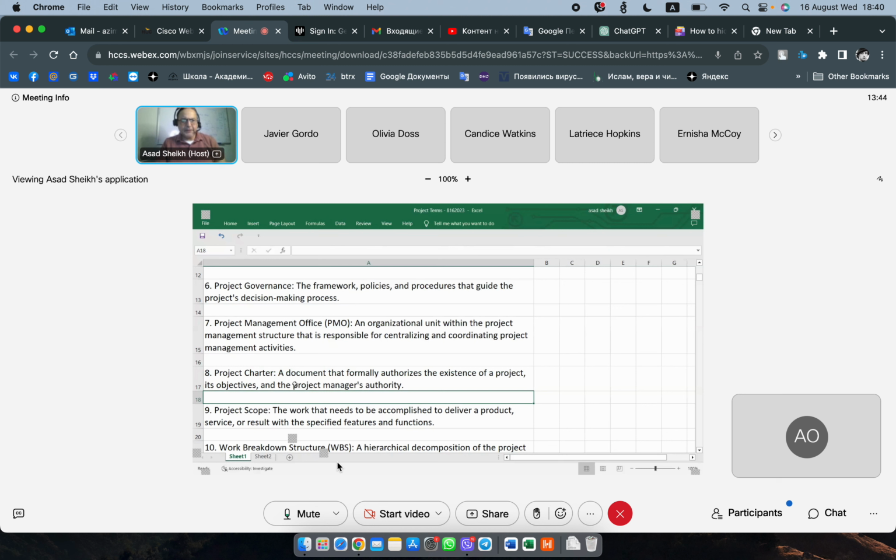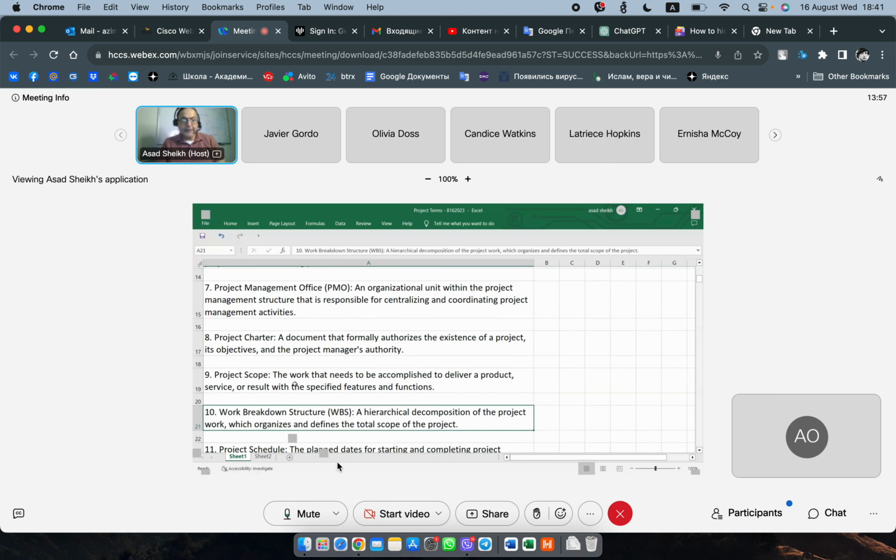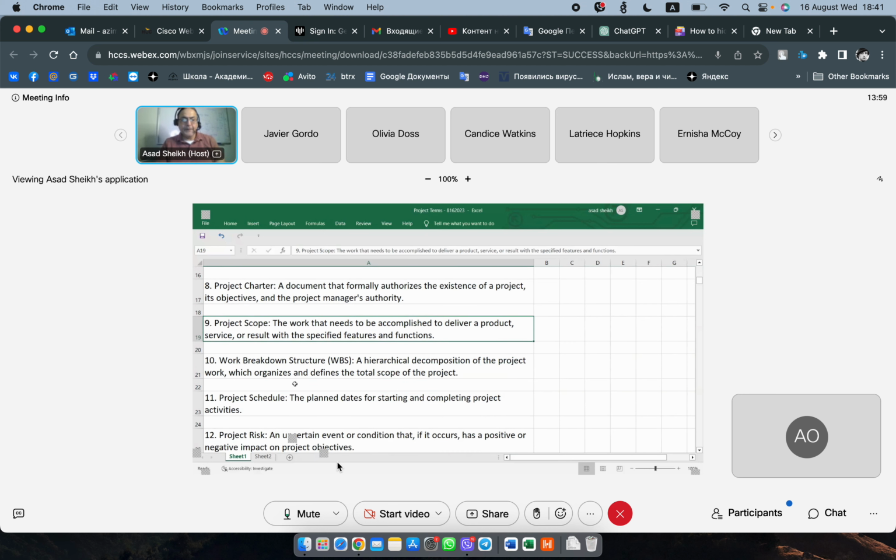Project charter, again, if somebody says, why do we need a charter? Because it formally authorizes the existence of a project. Formally authorizes. All right. Project scope. When we talk about scope, what do we mean? The work that needs to be accomplished to deliver a product, service, or result.